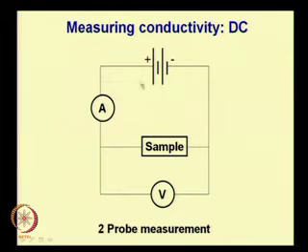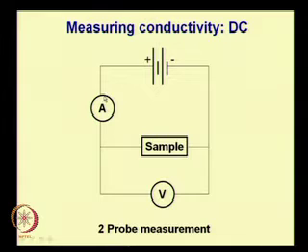So we now have a circuit where simply we have a source of electricity, in this case a battery, connected to an ammeter, and then connected to that is a sample, and then it goes back to the battery. In parallel to the sample we have a voltmeter. Let us for a moment just look at this circuit and understand what is going on, because that will then lead us to what we need to be careful about, so to speak.